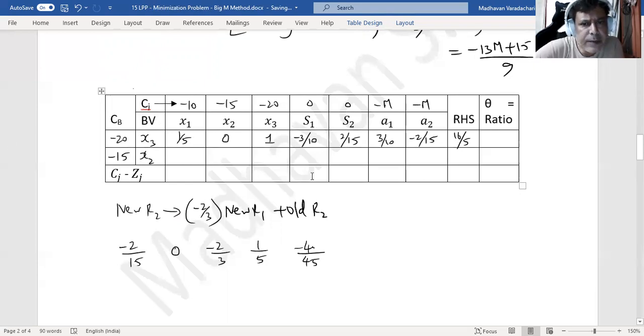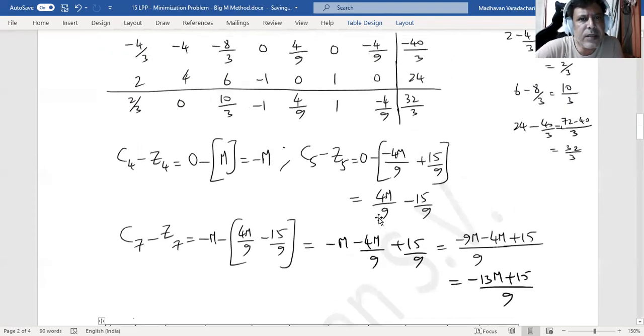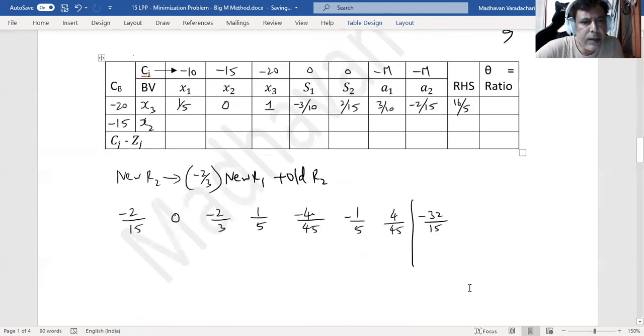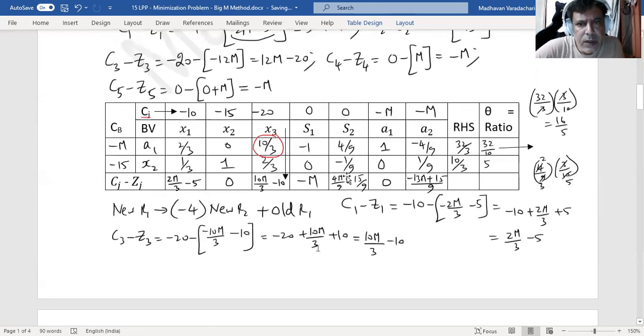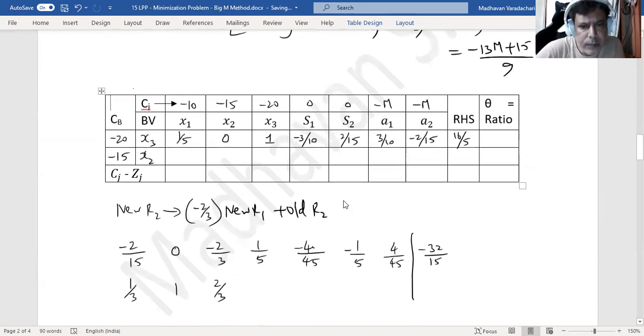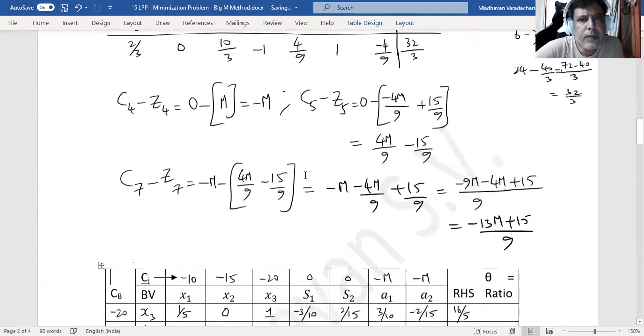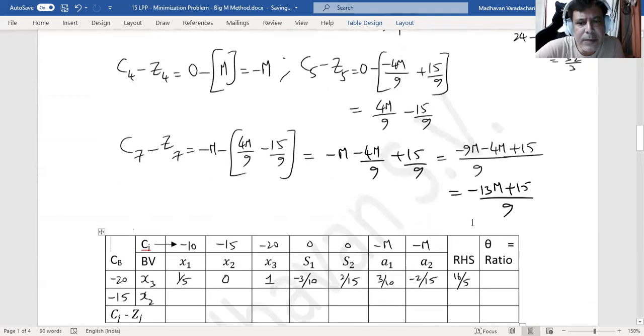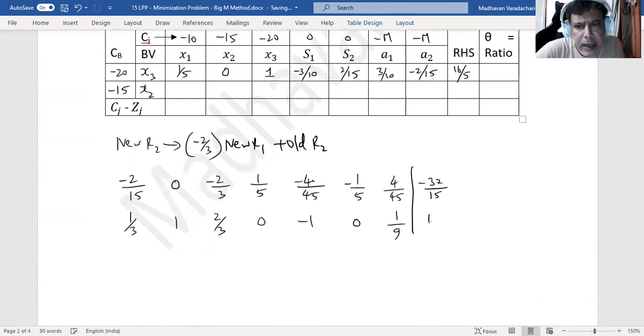Minus 4 by 45. Then 3 gets cancelled, minus 1 by 5. Then this one, if you multiply it, is positive 4 by 45. Then if you multiply these two, it is negative 32 by 15. To be added with old row 2 elements. Old row 2: 1 by 3, 1, 2 by 3, 1 by 3, 1, 2 by 3. Then 0, minus 1, 0. Then 0, minus 1, 0. Then 1 by 9, 10 by 3.